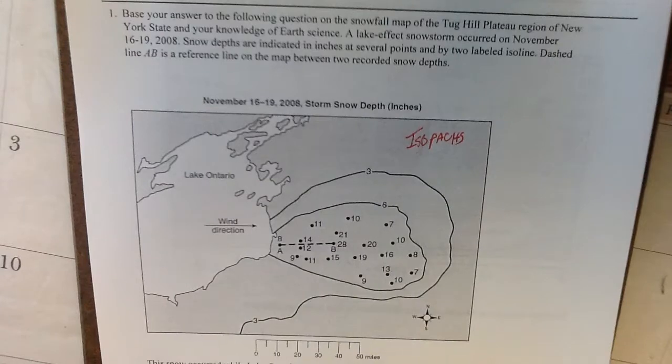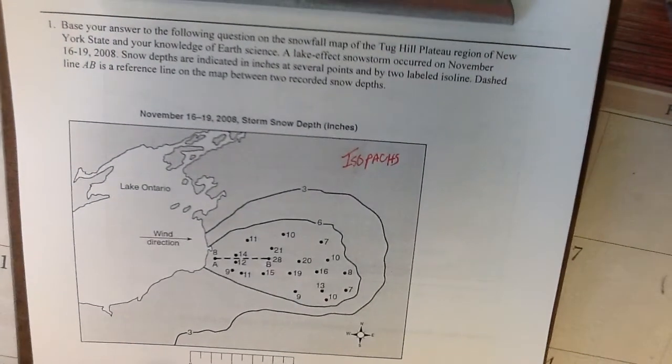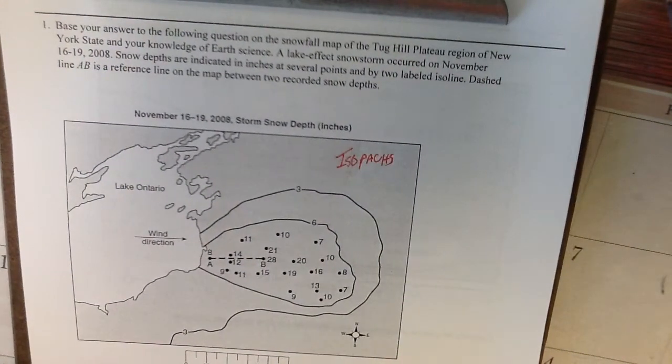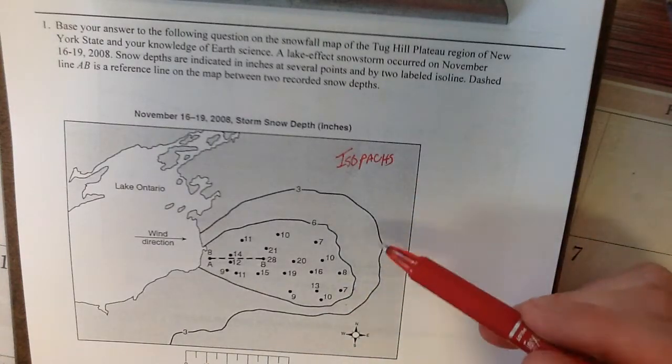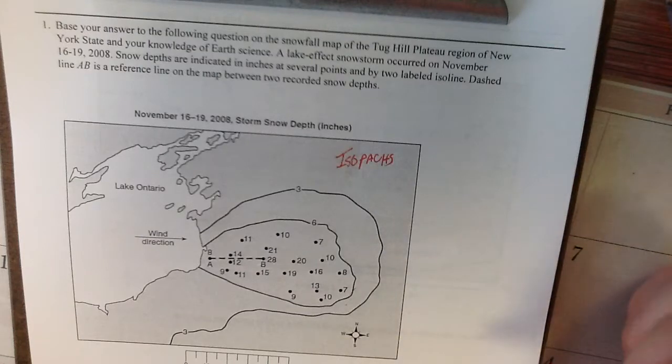You have different types of isolines. You have contour lines, and a contour line connects points of equal elevation. An isotherm connects points of equal temperature. This particular type, isopachs, is going to show us points of equal snowfall.